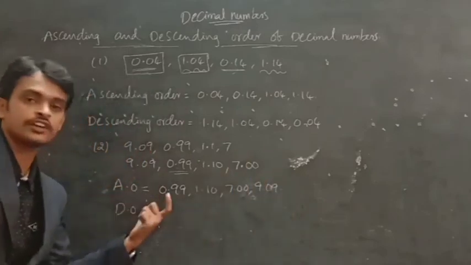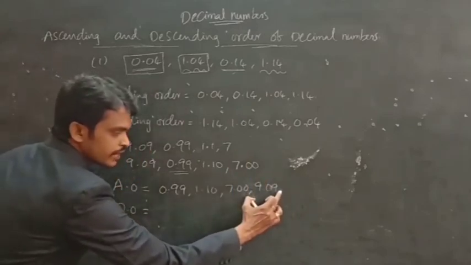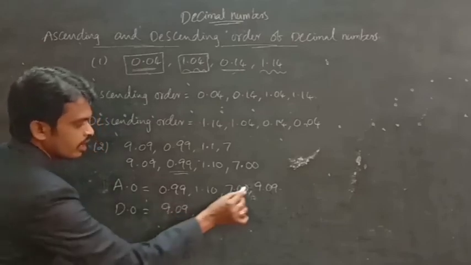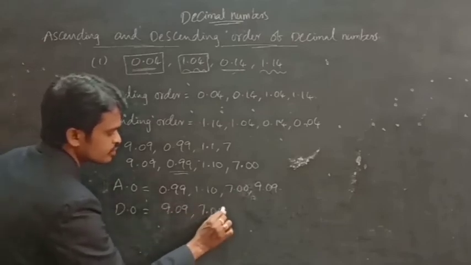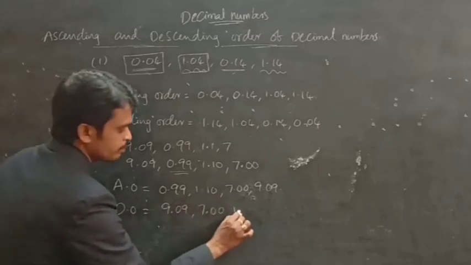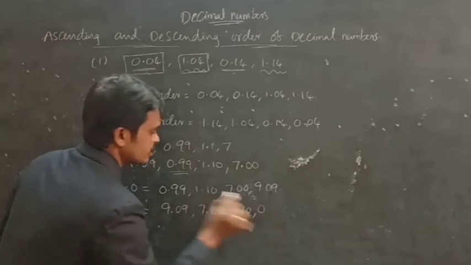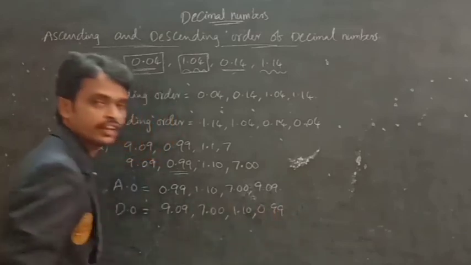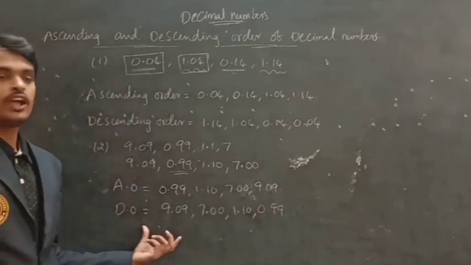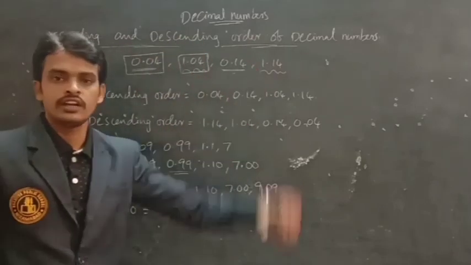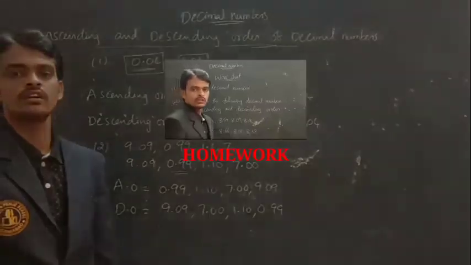Next, descending order. Descending order is nothing but the reverse of ascending order. We should start from here: 9.09, 7.00, 1.10, and the last number is 0.99. So in this way we will write the ascending and descending order of decimal numbers.